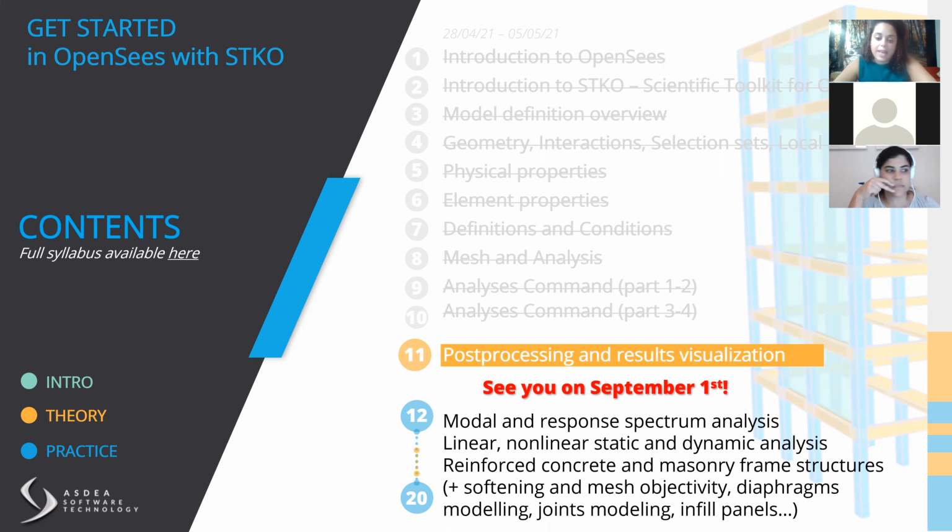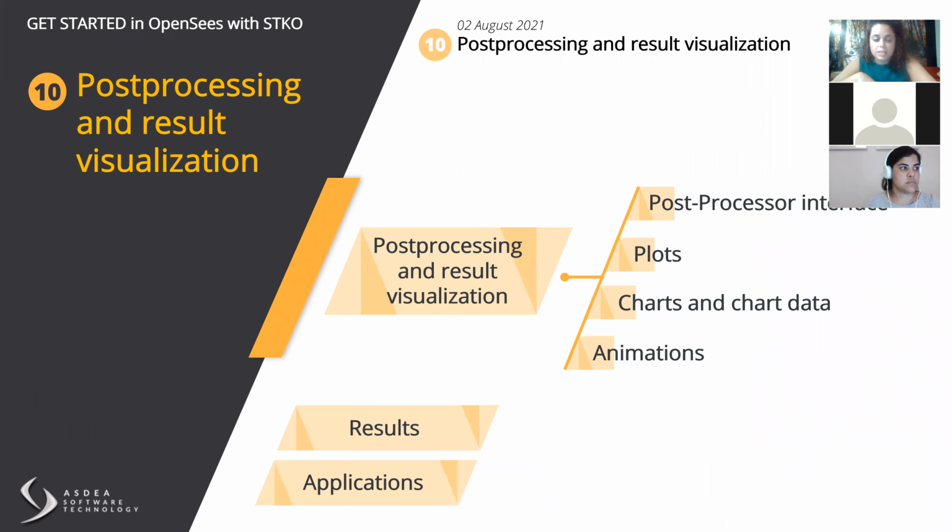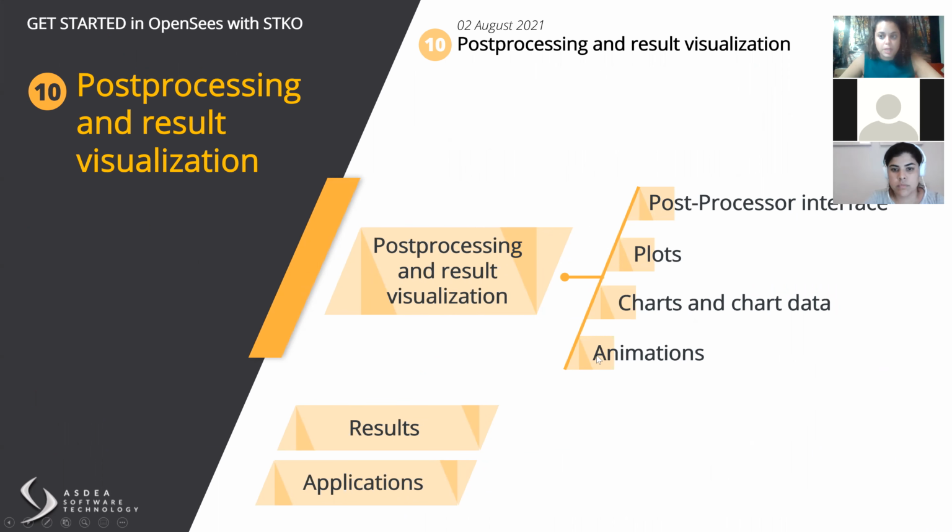But anyway, now we got to the end of our theory classes. So today we talk about how to post-process and visualize your results, extract them from the post-processor in STKO, and maybe some tips on how to show them at their best. I'm gonna talk to you about the interface, the plots, how to extract charts and chart data, and how to make animations, as more of a tutorial kind of part of the presentation. And then we're just gonna have a recap on which kind of results you can extract and what they mean, and some applications, like some examples.